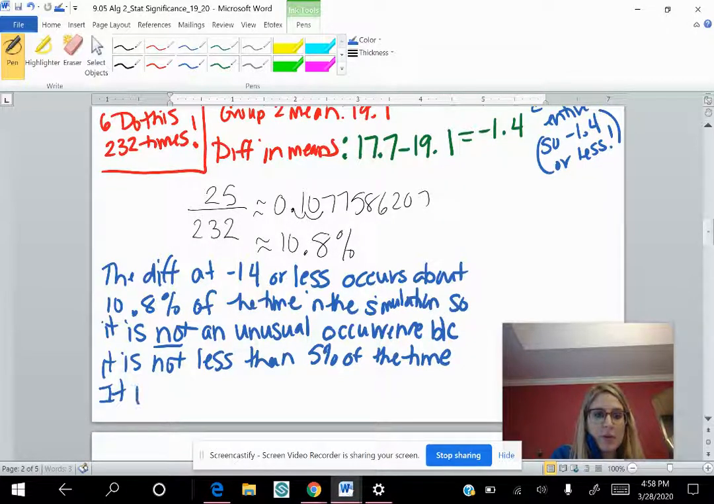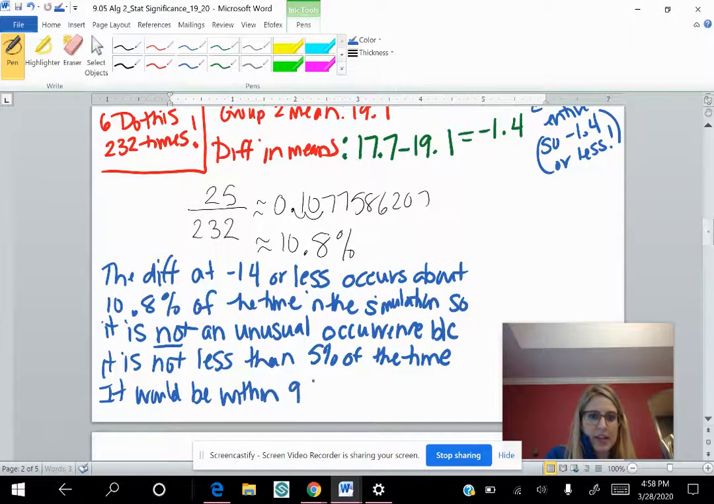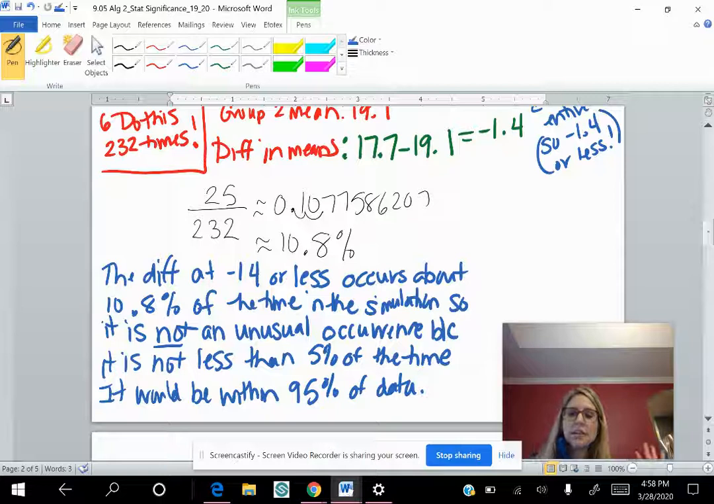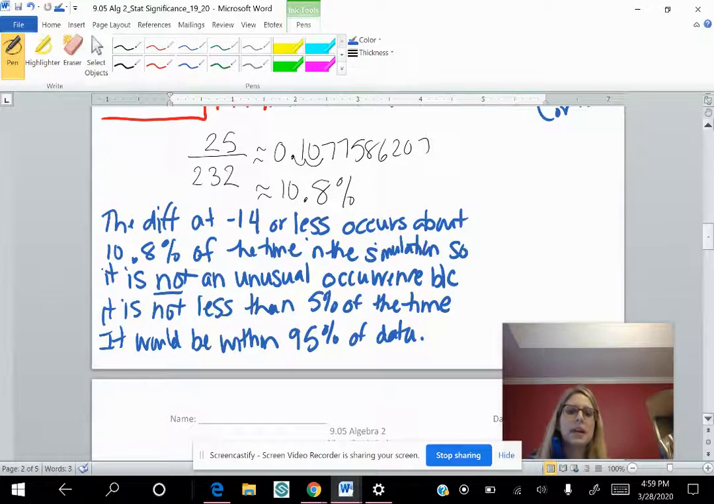Meaning it would be within 95% of the data. So again, think within 95%, that's the majority of the data. That's very common for it to happen. Less than 5% means it's on the tail. One of the tails, it means it's not occurring very often. So it would be an unusual occurrence then. And you want to just keep those big ideas in mind, that if you're in the 95%, you're in the larger part of the data.